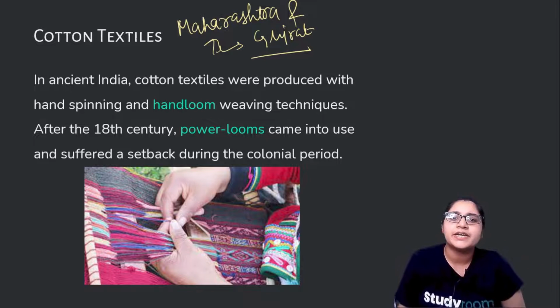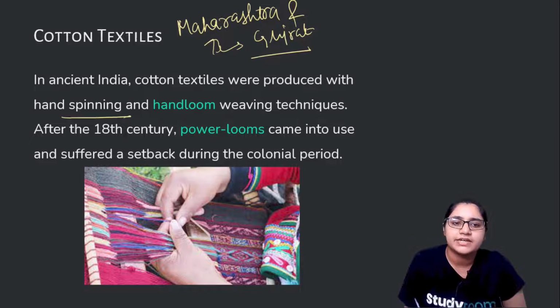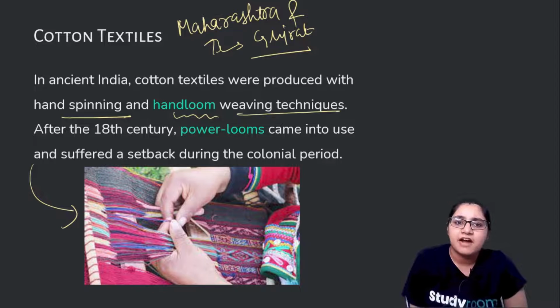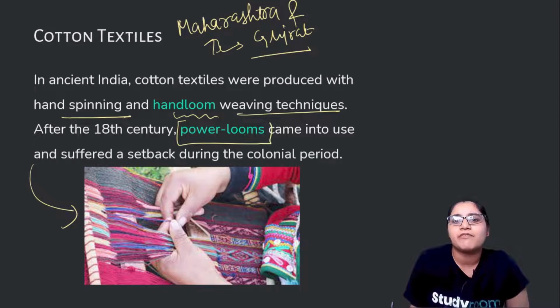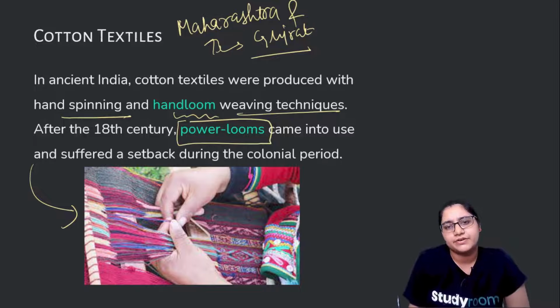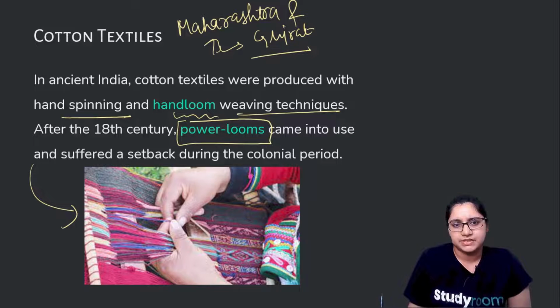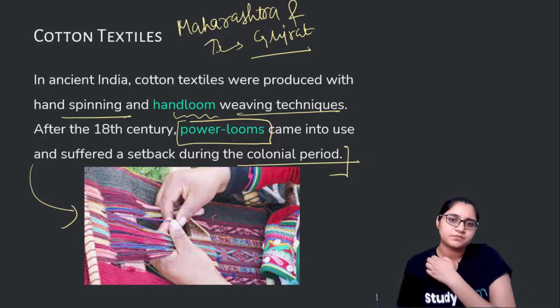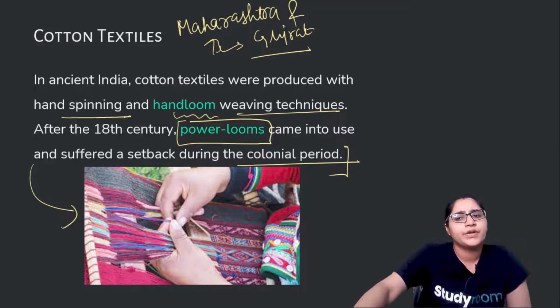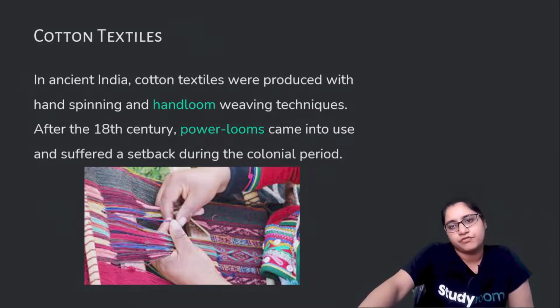In ancient India, cotton textiles were produced with hand spinning. You can see how this lady is doing that. And hand loom weaving techniques. After the 18th century, power looms, which use electricity for looming purposes, came into use and suffered a setback during the colonial period. It suffered a drawback when we were not free.